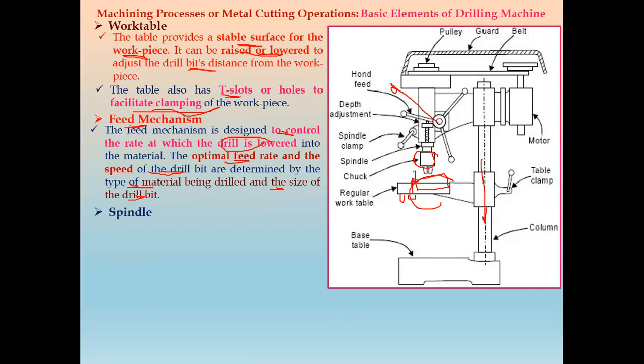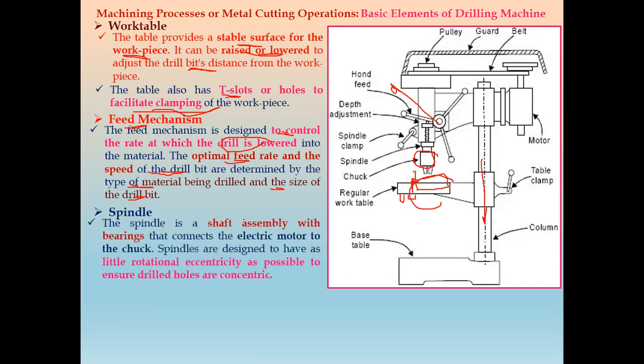Now next we have the spindle. The spindle is a shaft assembly with bearings. So the spindle has a shaft, and the shaft is supported by bearings that connect the electric motor to the chuck by means of the spindle. Spindles are designed to have as little rotational eccentricity as possible to ensure that the drilled holes are concentric. So for that, the spindles are designed to have very little rotational eccentricity.